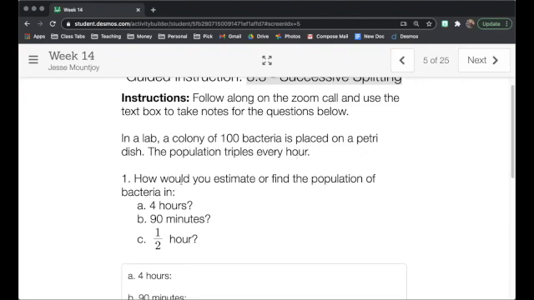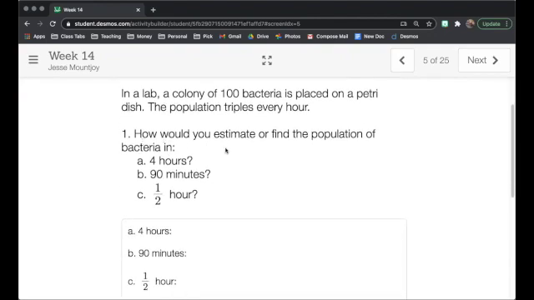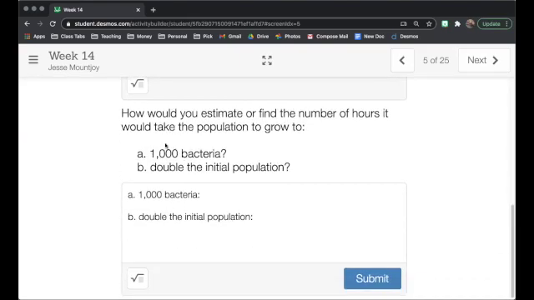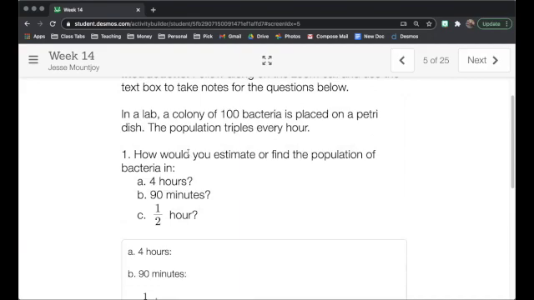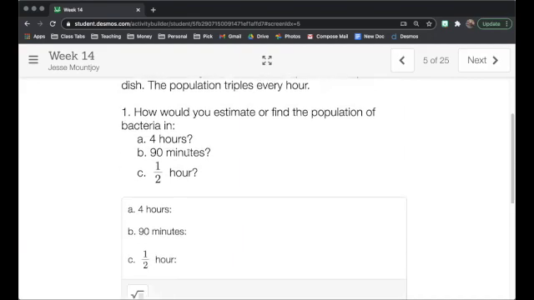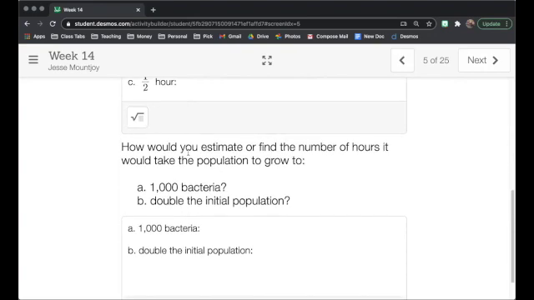So they want to know a few things. They want us to estimate or find the population for these different times. And then they want us to find the population or find the time for these different populations. Okay, so they're kind of flipping it on us. The first one, they give us the time. They want us to figure out the population. And then they give us the population and they want us to figure out the time.